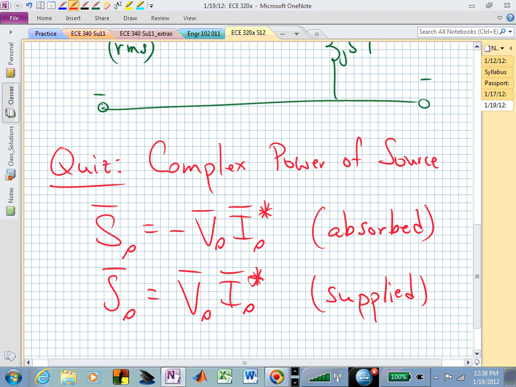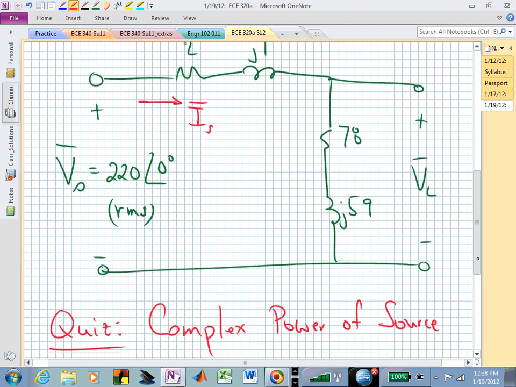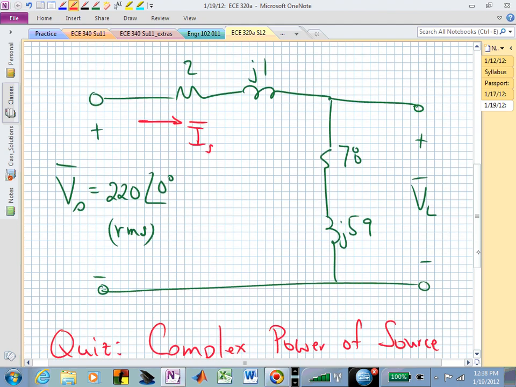That being said, we're given V sub s bar. All we need to do is calculate I sub s bar and conjugate it. That's what I was looking for in this particular quiz solution. If I'm looking for the complex power of the source, if I can find I sub s bar, then I'm basically done. I just conjugate that and multiply it by V, which I already have been given, and that gives me the complex power of the source.